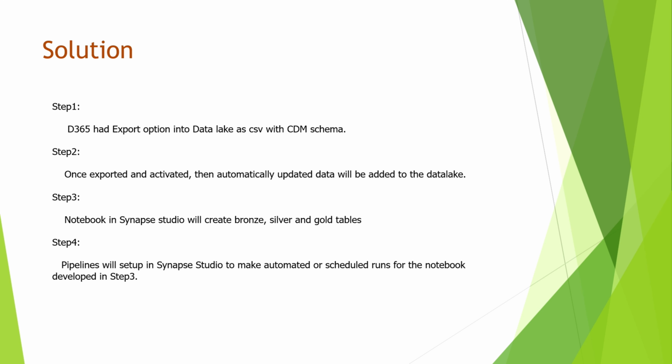Once that data is available in the data lake, step 2 is that the data is updated automatically in the data lake. We don't need to do anything in the Dynamics 365 options or settings. And step 3 is that we build a notebook where we read the data into bronze, silver, and gold layers.